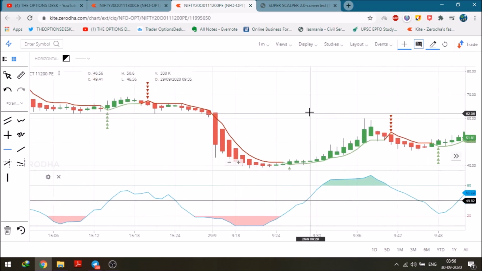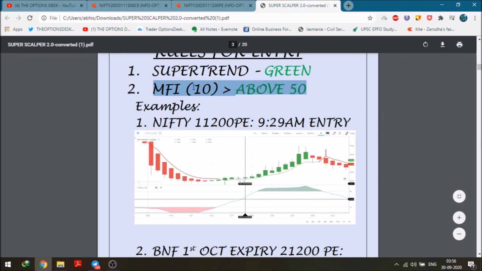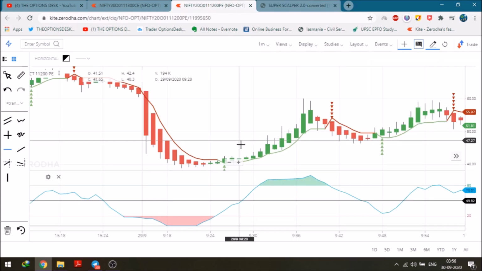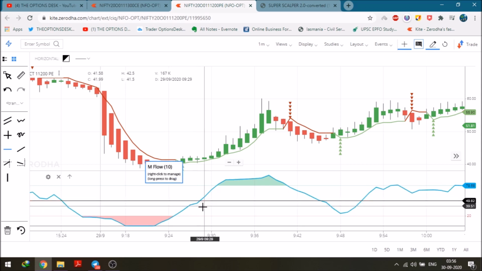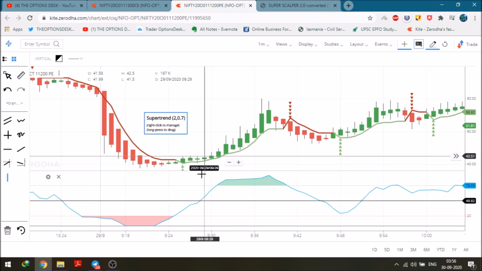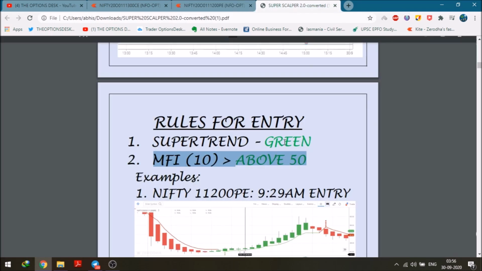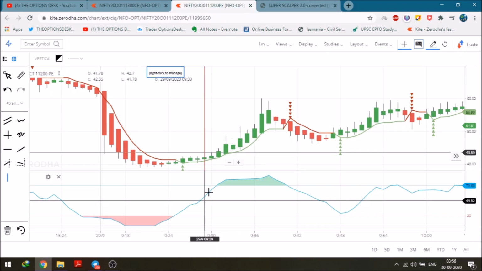So let's zoom in. Okay, so what does it say? What do I have? Sorry, super trend must be in green, MFI must be above 50. Okay. So this candlestick, okay, let me commit here. This candlestick MFI is 50. No, it is at 44. This candlestick, let me mark it at vertical. This candlestick, yeah, this 50 has crossed. Okay, so I marked everything at this particular point. Okay, now see the 9:20 a.m., 9:29 a.m. I gave a buy signal.